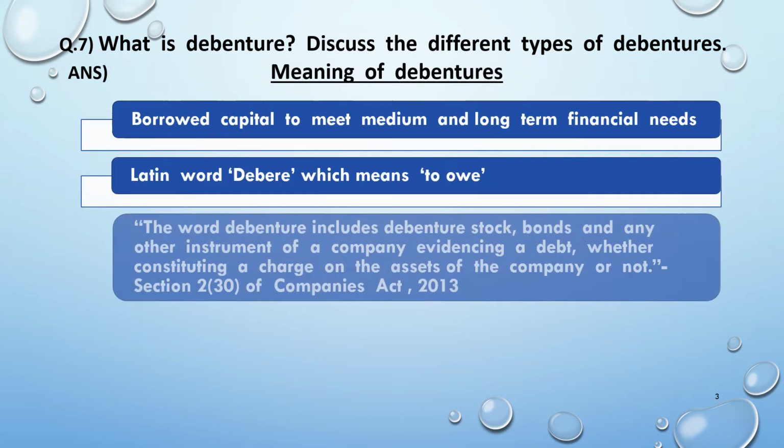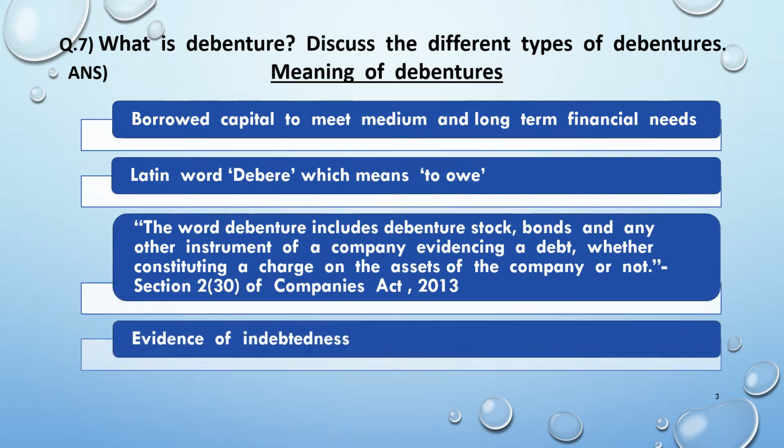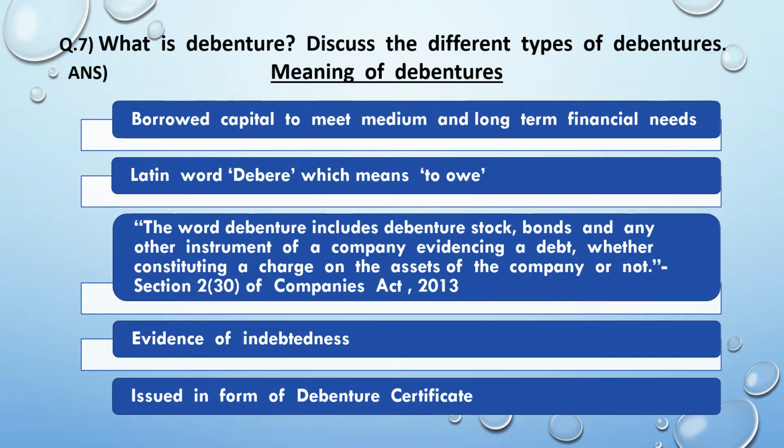The meaning of debentures was already explained to you in the previous video, wherein I explained to you that it is a form of borrowed capital which a joint stock company requires to meet its medium and long-term financial needs. It has been derived from the Latin word debere, which means to owe. Then we also studied the definition which is given in section 2 subsection 30 of Companies Act 2013. I also explained that it is a proof of indebtedness, that is loan taken by the corporate houses.